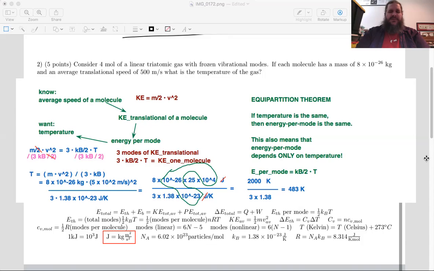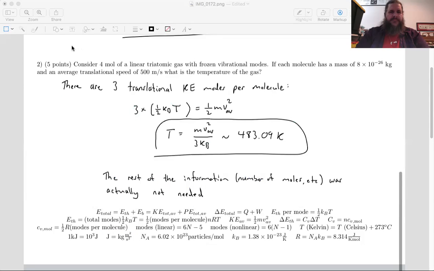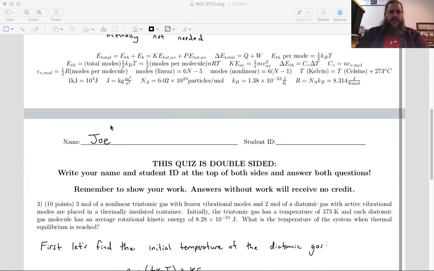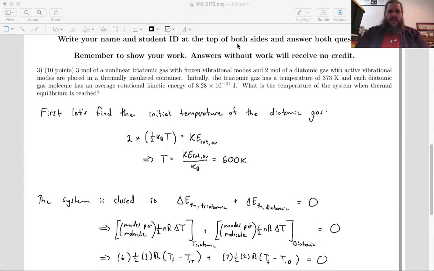Any other questions on that so far? All right, then let's try out the other problem on this practice quiz as well. Let me clear off that so far. And there's some space.